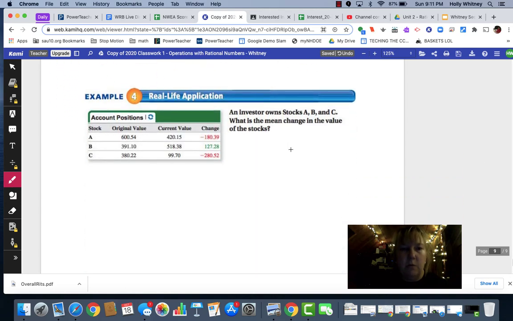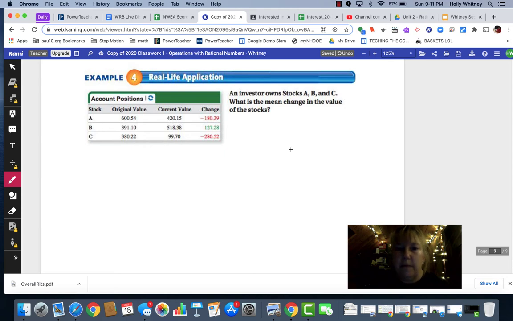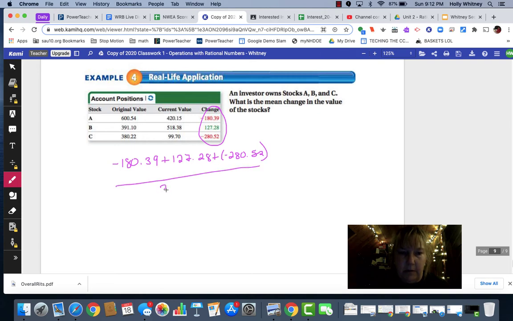Okay, a real-life application. An investor owns stock A, B, and C. What is the mean change in value of these stocks? I know that mean change means that I take the changes, add them, and then divide by the number of numbers. So I'm going to add negative $180.39 plus $127.28 plus negative $280.52. I'm going to divide all of that by 3.